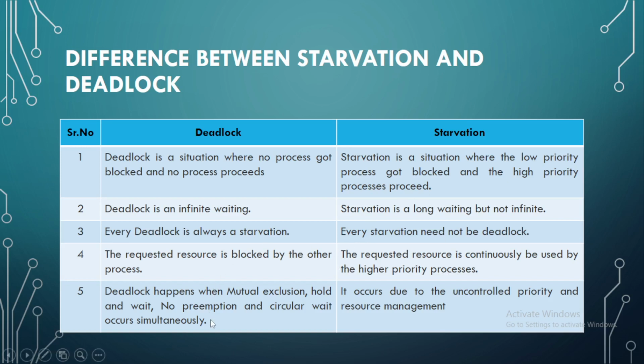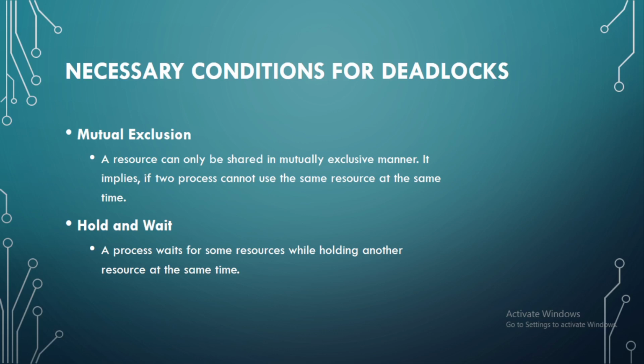Deadlock happens when mutual exclusion, hold and wait, no preemption, and circular wait occur simultaneously. These are the four necessary conditions for a deadlock. Starvation occurs due to uncontrolled priority and resource management. There are four conditions. These are like legs for a table, four legs for a table.